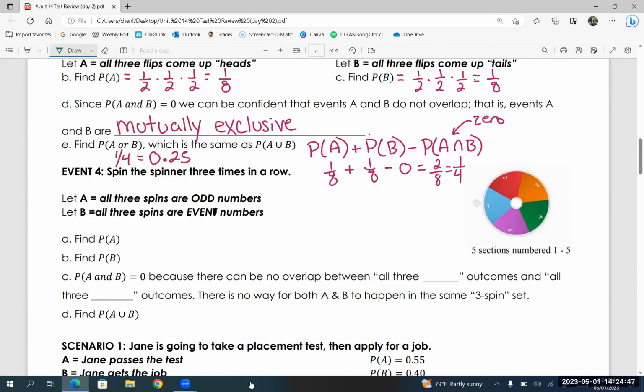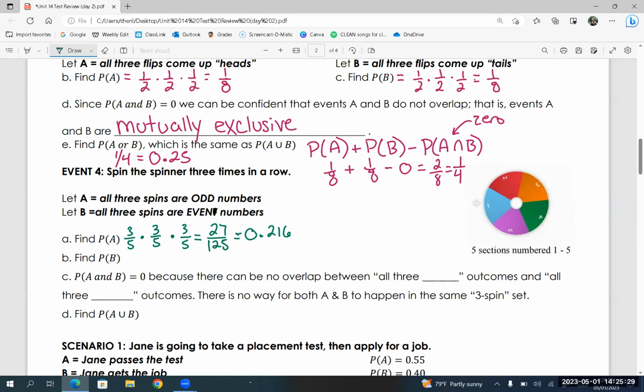Part A, find the probability of event A, meaning we get an odd number, an odd number, and an odd number. On the spinner, we have 1, 2, 3 odd numbers out of the 5. So this would be 3/5 times 3/5 times 3/5, because we're doing 3 spins. That would be equal to 3/5 cubed. So 3 cubed is 27, 5 cubed is 125. That would be equivalent to 0.216.